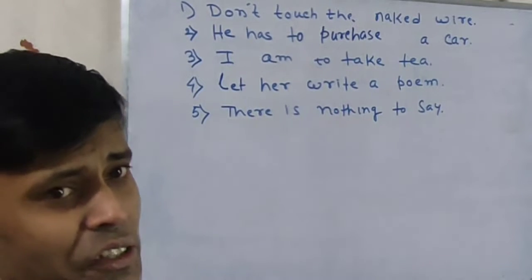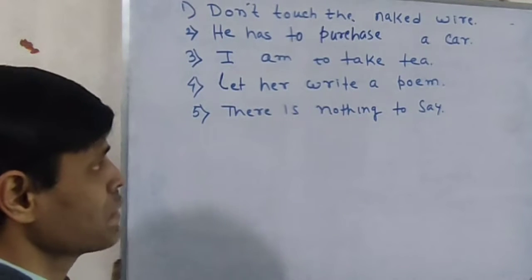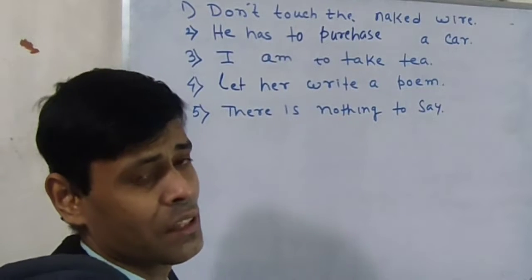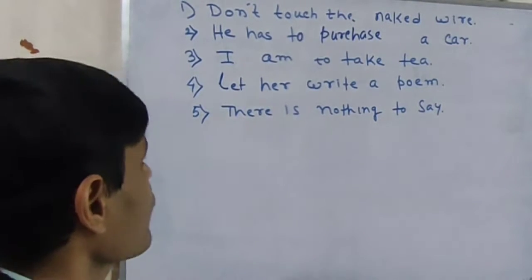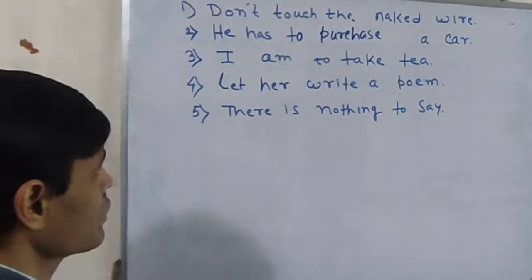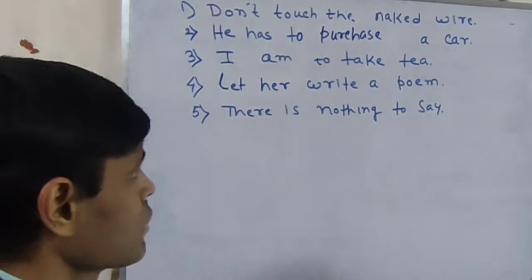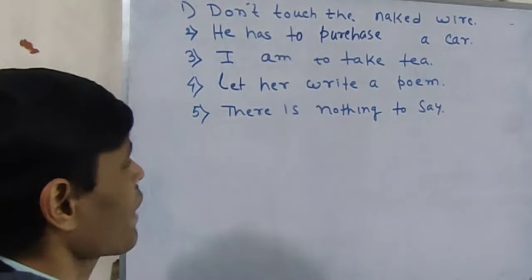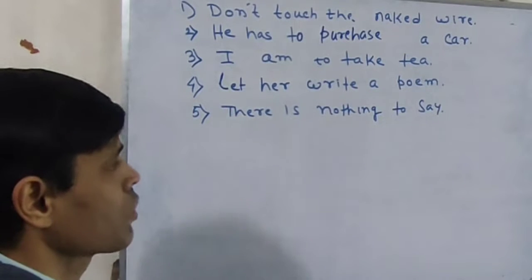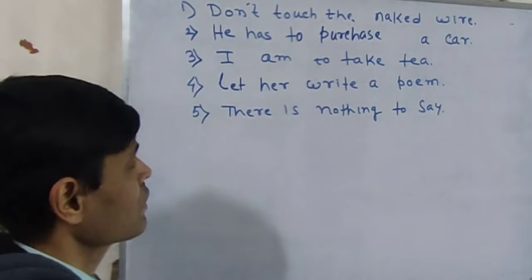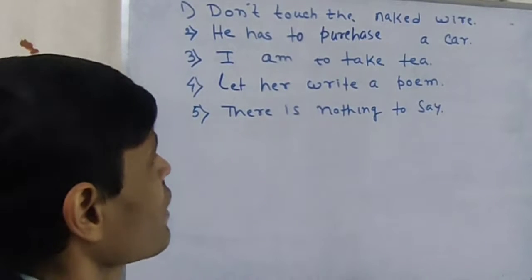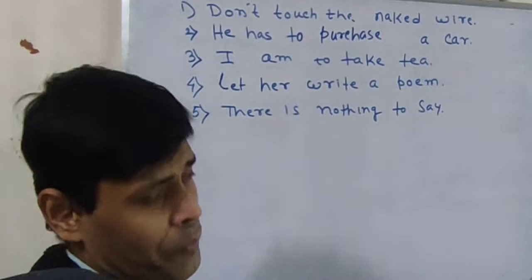Here wire means electrical wire. Naked means the wire that is not covered, or that is uncovered. Now be careful about the sentence construction. There is no subject, but some kind of advice or request or order etc. is given. What is given here? You can say advice. Do not touch the naked wire.